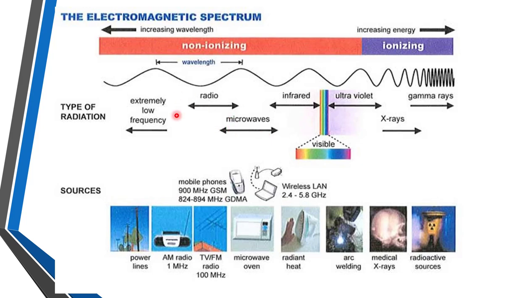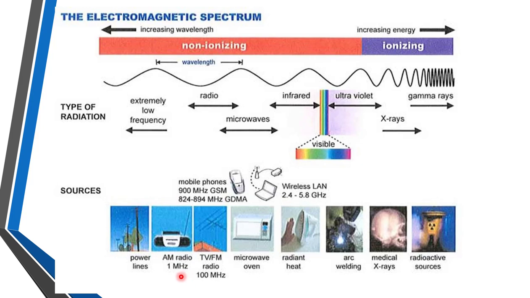Again, the same thing. Extremely low frequency waves, then radio waves, then greater than that is microwave, then greater than that is infrared. In between that, visible light is present. Then ultraviolet, X-rays, gamma rays, and so on. The wavelength goes on decreasing. Their uses are shown in the lower figure.